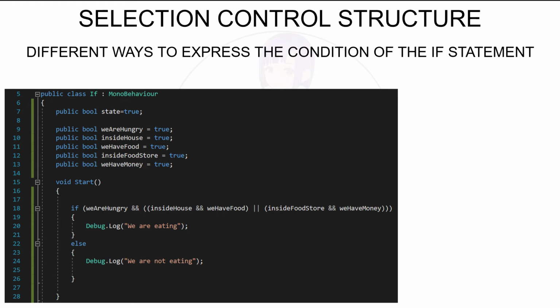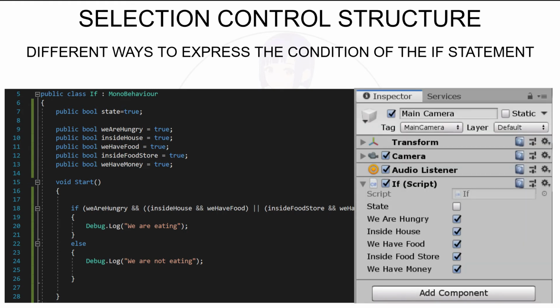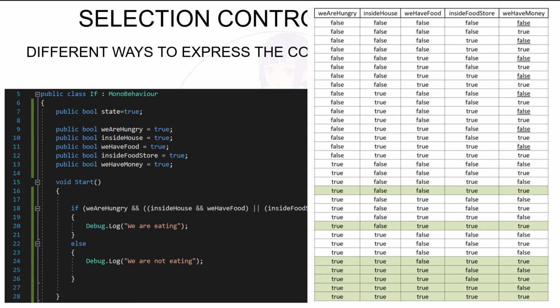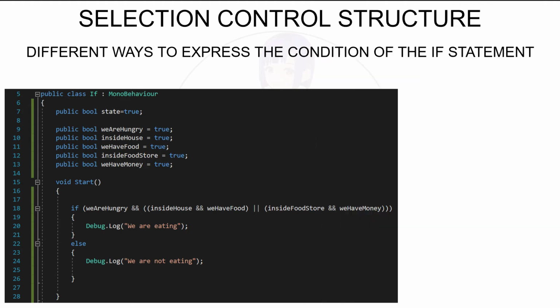If you define these variables as public, a few checkboxes will appear in the inspector to indicate whether the variables are true or false, and you can try different cases and see what the result of this expression is. This expression can also be analyzed with a truth table. In this case, we will have 32 possible combinations, and with the help of the table, we can determine when the conditions for the expression to be true are met.